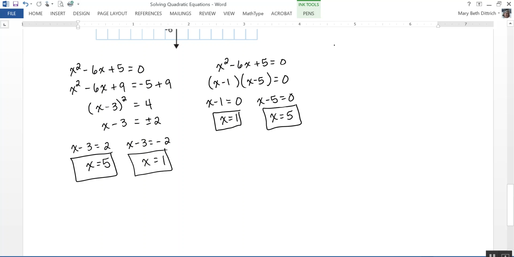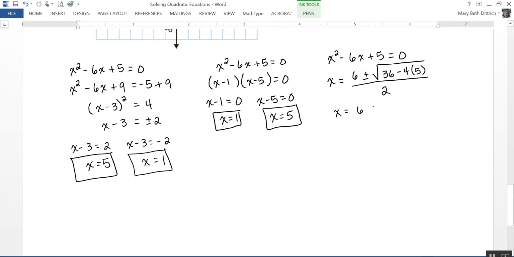And my last method is using the quadratic formula. So in this case, notice that a is going to be 1, b is negative 6, and c is 5. So x is equal to the opposite of b plus or minus the square root of b squared minus 4 times a times c, and all of that divided by 2 times a.